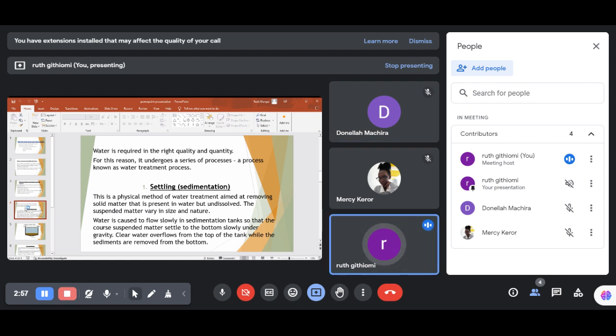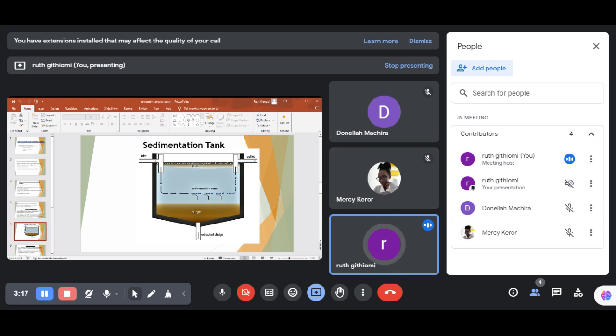Okay, thank you. As we have seen, the first process is a physical method, which is a result of gravity, where the suspended, undissolved matter settles to the bottom of the sedimentation tank by gravity. This is an example of a sedimentation tank. You can see where the water is let into the tank. It flows slowly under gravity, and the sediments settle to the bottom, and are removed from the outlet beneath there, while the clear water overflows and is collected in a different tank.